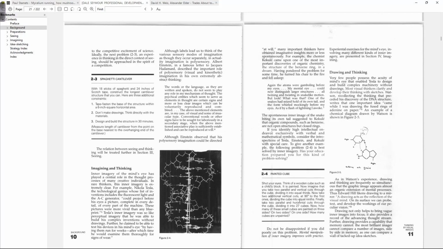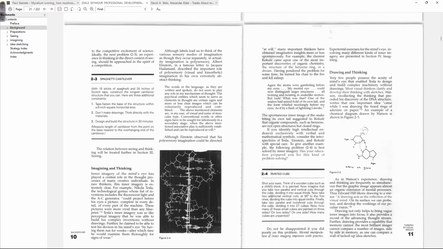Okay, so yeah, let's move to the next paragraph. Do not be disappointed if you did poorly on this problem. Mental manipulation of inner imagery improves with practice. Experiential exercises for the mind's eye involving many different kinds of inner imagery are presented in section 4.